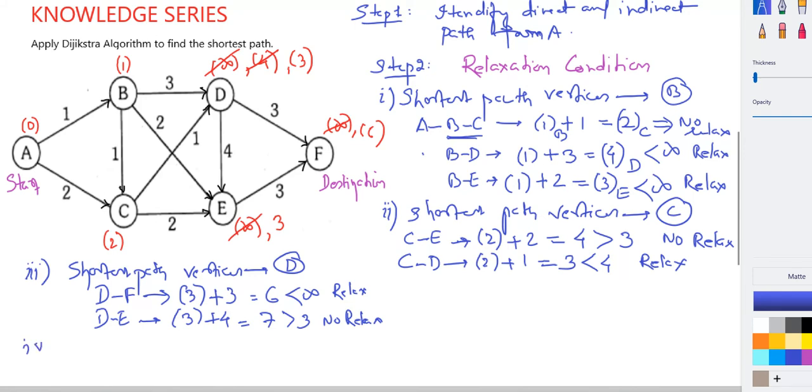Now what is next? That is the fourth one. The remaining are E and F. Among these, E is the smallest. So we will take the condition E to F. What is the E to F? Its weight is 3 plus 3, that is equal to 6. So no change. So this completes all the vertices. All the vertices of the shortest path have been completed.